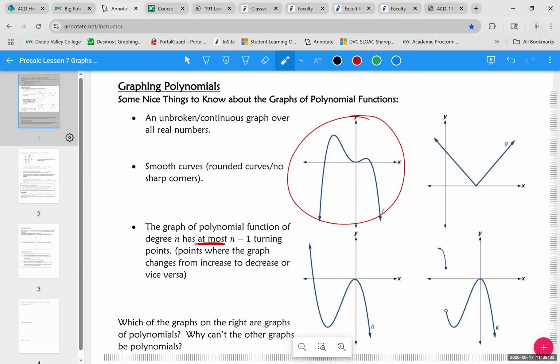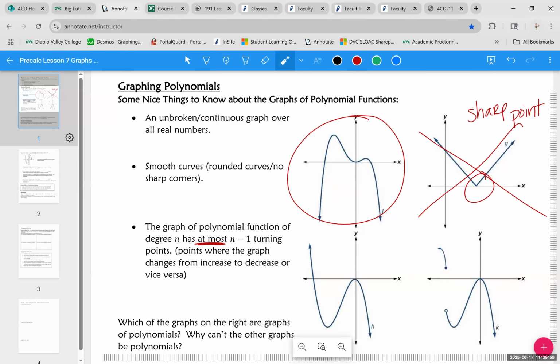I'm looking at this question here. Which of the graphs on the right are graphs of polynomials? And why can't the other graphs be polynomials? So we just talked about why this one would be. What about this one? This is not a polynomial, and the reason is it's got a sharp point. One of the turning points is not a smooth, rounded curve.